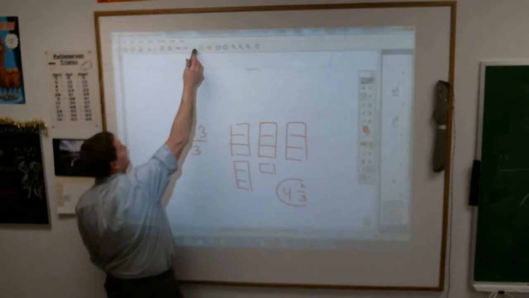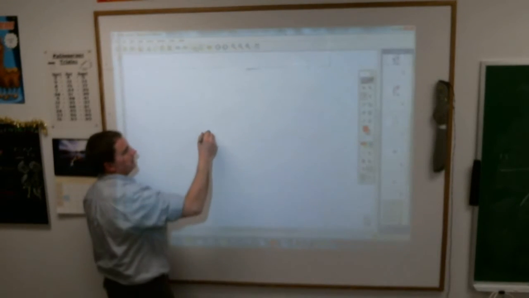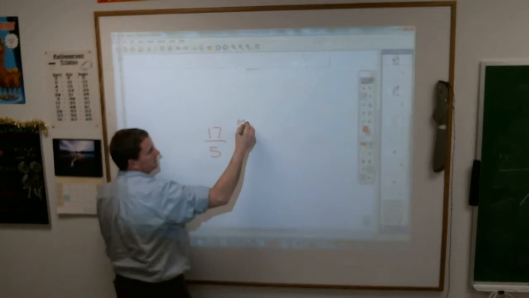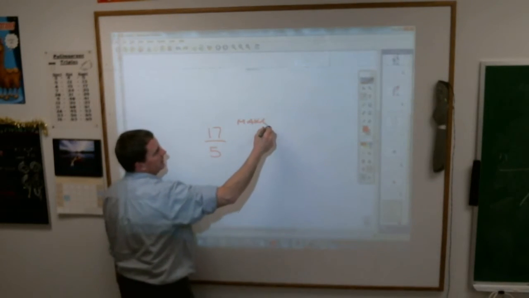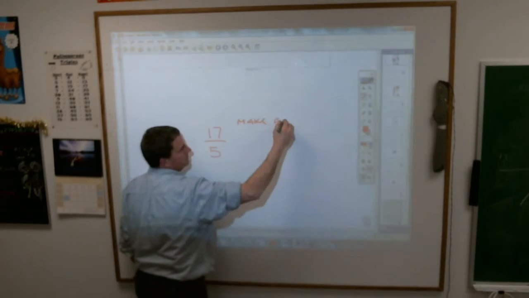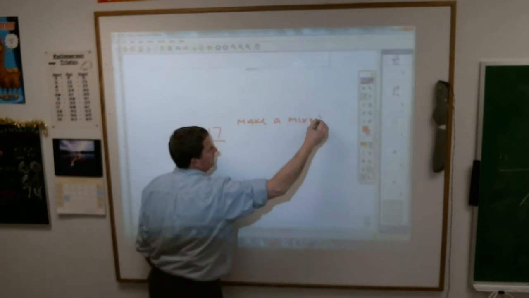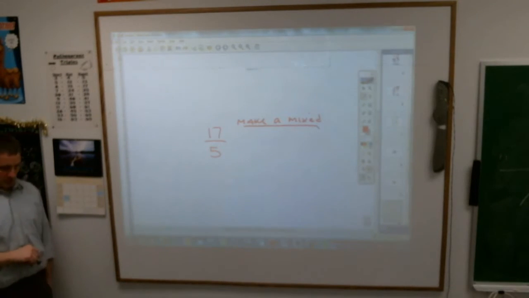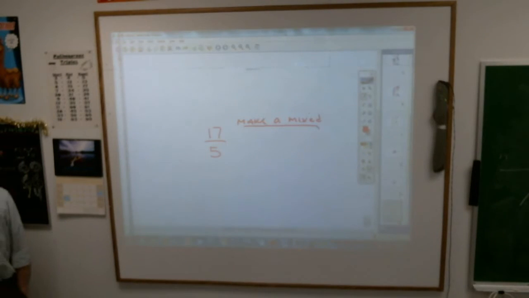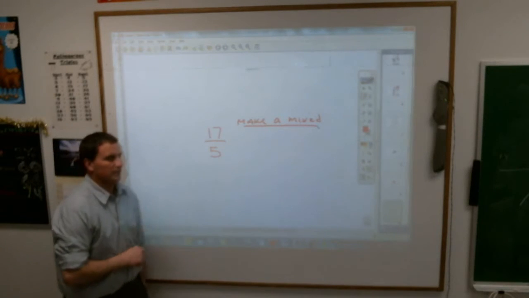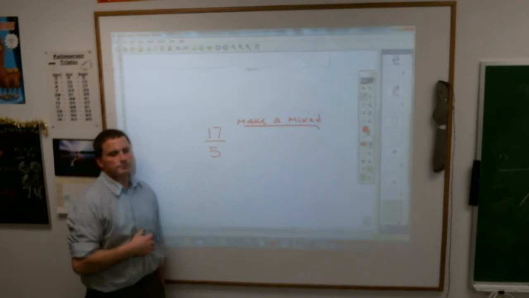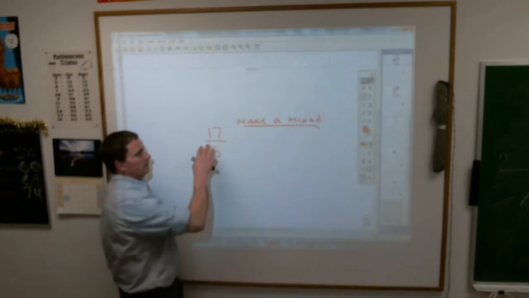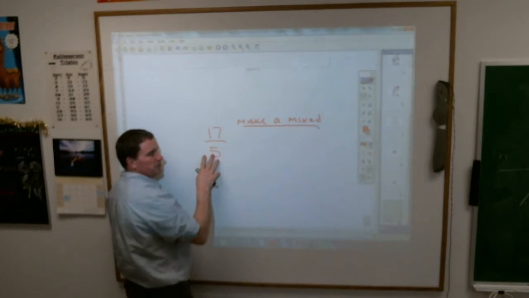Now you don't want to have to draw pictures for all this. So guess what the solution to that is? If I would have 17/5 and I said make it a mixed number, what do you think you would do? Rather than drawing all the pictures, there's a simple way to do this. We've done it thousands of times before. Maggie? Divide. Yeah. Remember, a fraction is no more than a division problem.